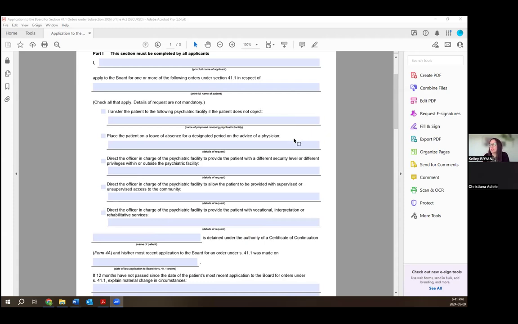So, a transfer to a different facility; a leave of absence, but that has to be on the advice of a physician, which is a prerequisite for getting that order; different security levels or privileges within or outside the facility; supervised or unsupervised access to the community; or vocational interpretation or rehabilitative services. Some of the cases under this last category have included cultural services. So for Indigenous clients or people with other special cultural needs, people have been able to lump in some orders under that category, vocational or rehabilitative. So these are the types of orders that can be applied for.